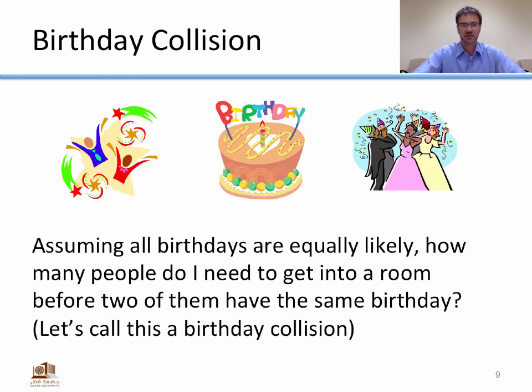To explain it, I'm going to use an analogy I call the birthday collision. So the birthday collision is assuming that all birthdays are equally likely. How many people do I need to get together in a room before 2 of them have the same birthday? And if 2 people do have the same birthday in a room, I'm going to call that a birthday collision.